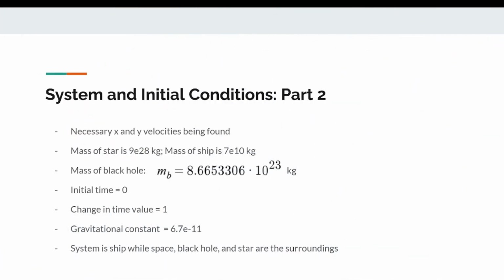Now, here are the initial conditions and the system for part 2. It's pretty similar, except that the mass of the star is changed, and the mass of the ship is given because the ship is added into the system. And the mass of the black hole is the same, because that's the mass that we're using for this part as well. And then the change in time is now just 1. And the system is the ship, while space, black hole and star are the surroundings.